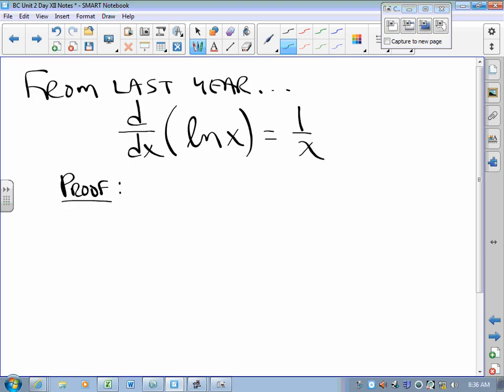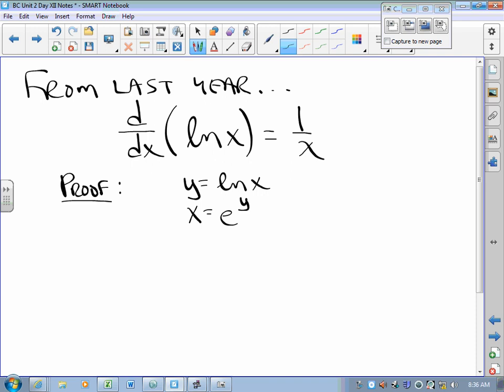If I'm dealing with y is ln of x, right, y is the natural log of x, then x is the natural log of, no it's not. Silly. x is e to the y. x is e to the y. That's what the ln definition implies.